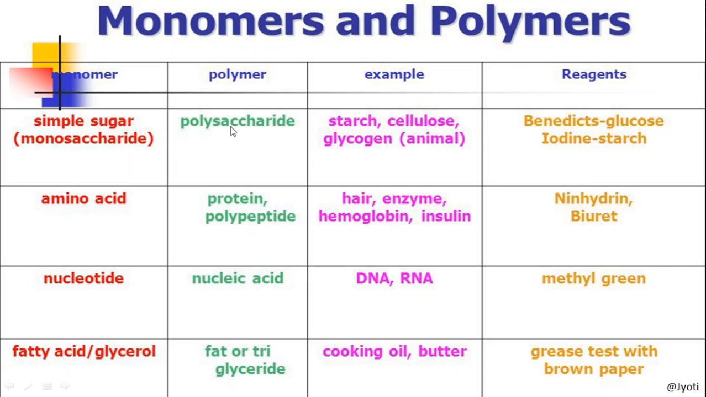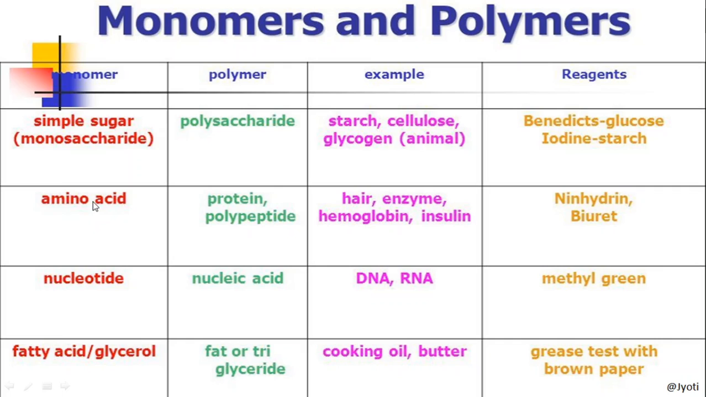So here you can see that the monomer, that is simple sugar or the monosaccharide, forms a polymer that is called polysaccharide. For example, starch, cellulose, and glycogen in animals. Their presence can be determined by using the reagents Benedict for glucose and iodine for starch. So these are the practical part, but still I am telling you because it is there in your practical. Okay, so this table is very important, children. For polysaccharide, what are the monomers? Monomers are the simple sugars or monosaccharides.